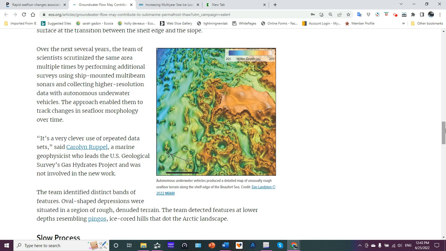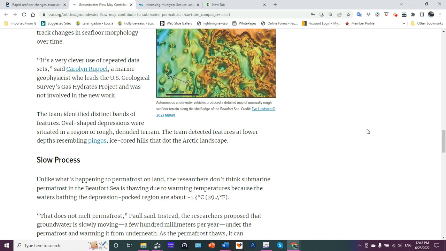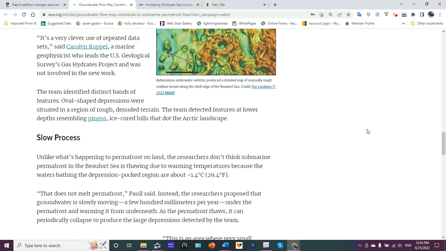So basically, in 2010, you map it, you recreate a 3D representation, and you got a baseline. And then you go back and compare. And that's exactly what they did here. The team identified distinct bands of features. Oval-shaped depressions were situated in a region of rough denuded terrain. The team detected features at lower depths resembling pingos, ice-cored hills that dot the Arctic landscape, as I described to you at the outset of this video.